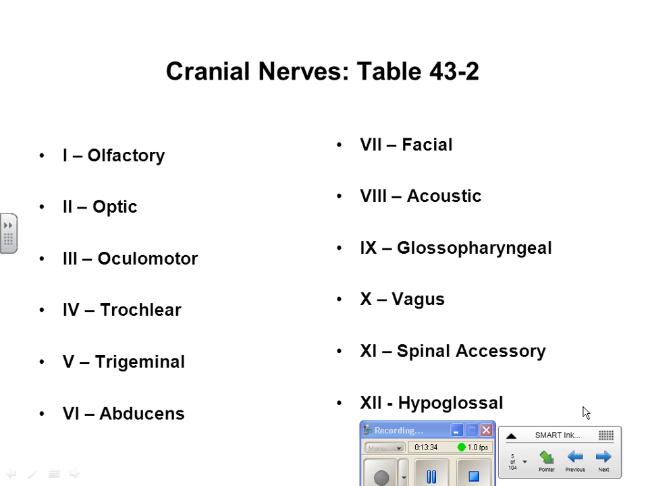So now we're going to go to the cranial nerves, and I know you learned all these in anatomy, and you probably all learned certain mnemonics, memory aids to remember the order of them, and also whether they're sensory or motor or both.